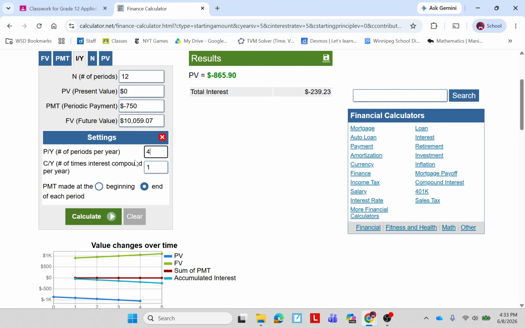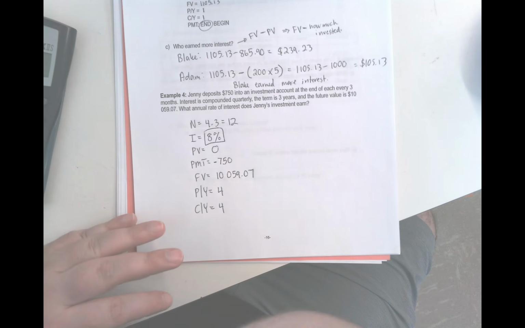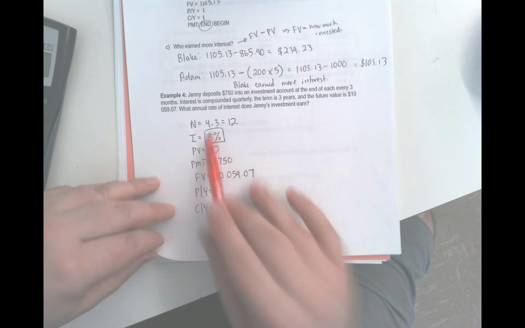And both of these numbers are equal to 4. So when we calculate, we get an interest rate of 8%. Nice and round, but remember, when you are writing an answer on your provincial exam or whatever it might be, just make sure that you round to at least 2 decimal places, unless it's not applicable like it was here.